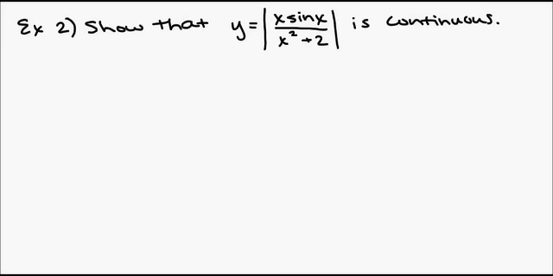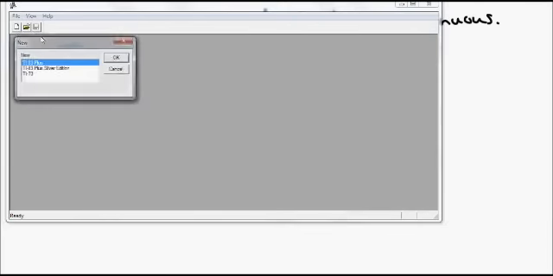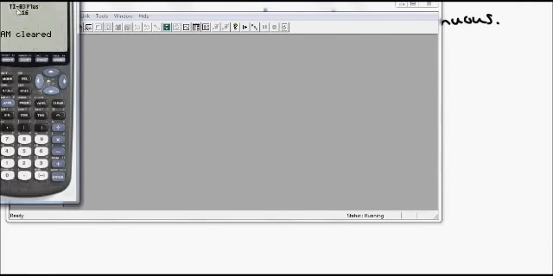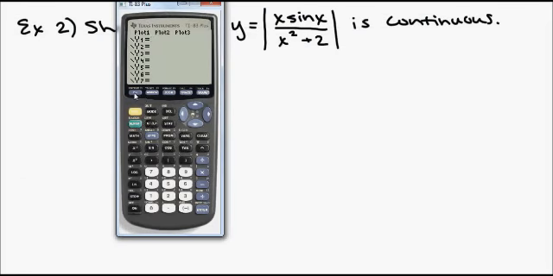So let's look at the graph of this first. Pull this calculator up. Okay. So we have y equals absolute value of, the top is x times sine x, divided by x squared plus 2. Okay.